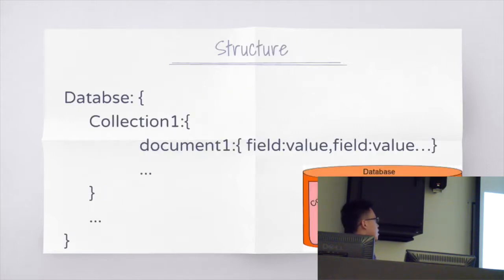This is basically what a structure in MongoDB looks like. We have a database, and you have different collections. Each collection has many documents, and each document is like the data you are going to store in the database.